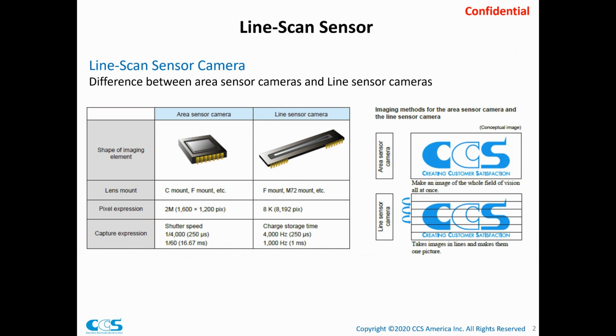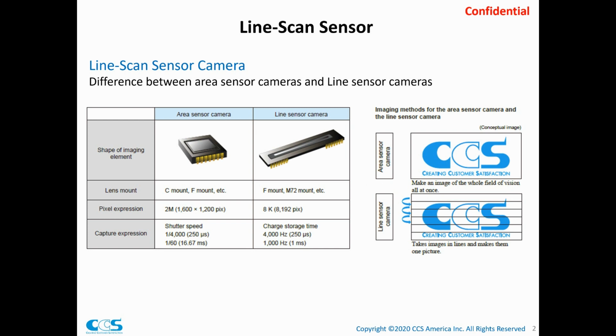Here is the comparison between the area scan camera and the line scan camera. The first and the major difference is the sensor. For the area scan camera, the sensor is array of pixels. So there's horizontal and vertical. And when it captures the image, it will capture the whole field of view at one shot. On the other hand, for line scan camera, the sensor is one single line of pixel. And every time when it captures, it will only capture one row of pixels.